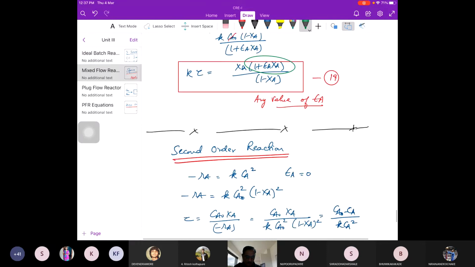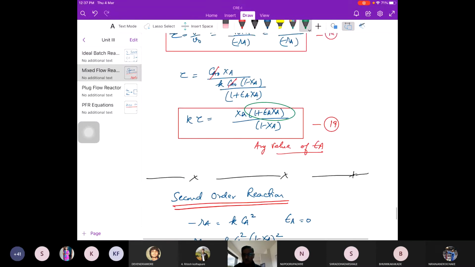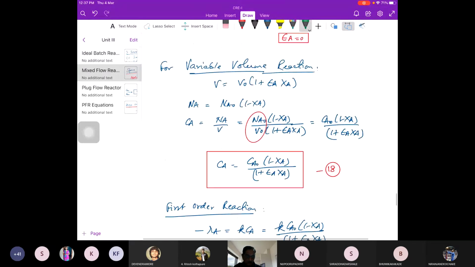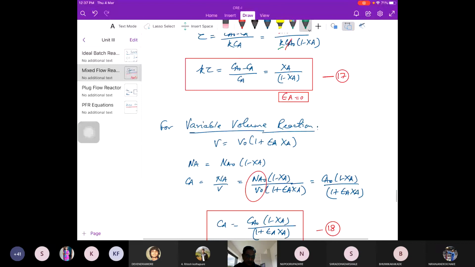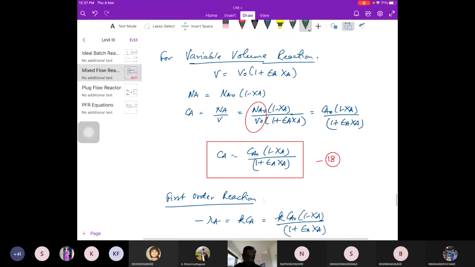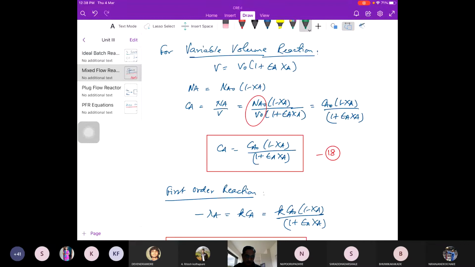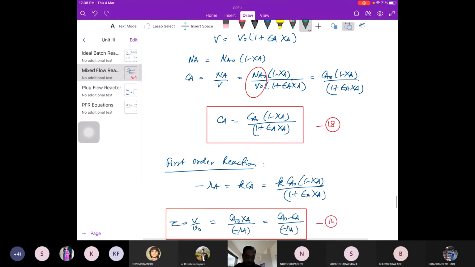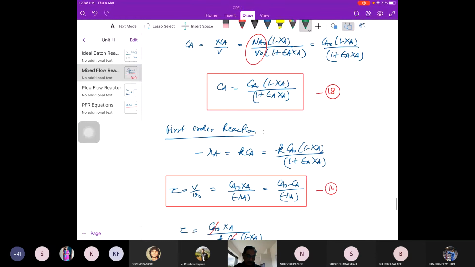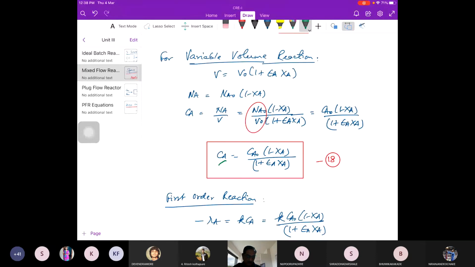सर इक्वेशन 19 के स्टेप्स जरा रिपीट करते हैं क्या? ओके, सो ये इक्वेशन 17 था हमारा. नाउ वी आर गोइंग टू राइट फॉर एप्सिलॉन वैल्यू. सो ये इक्वेशन पहले भी डिराइव किया हमने 18 वाला, राइट? C equal to CA naught 1 minus XA upon 1 plus epsilon XA. Right, we have done this before also. So we are just substituting for CA in that equation.